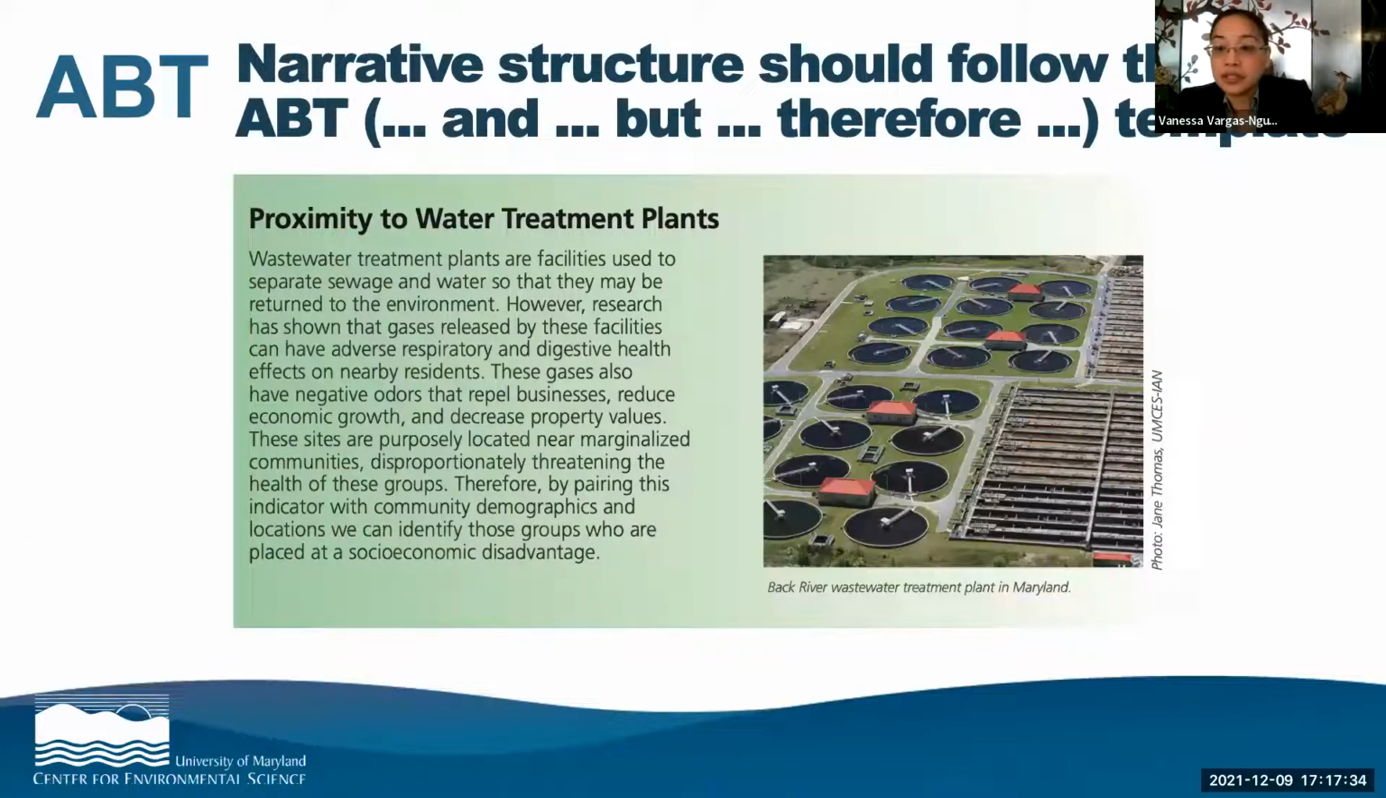Another example is this statement describing the proximity to a water treatment plant as a potential environmental justice indicator, written by one of my students in a class that I taught the previous semester. She started the statement by describing what water treatment plants are and followed it up with different ways they can be harmful and how they tend to be located near marginalized communities. And then she ended the statement with a "therefore" on how this indicator could be used for environmental justice.